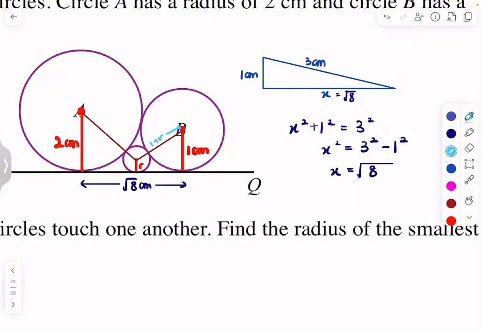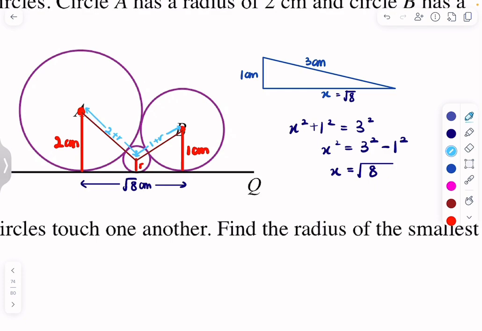From here to here. Same thing here. This is the radius of the big circle, 2 cm. This is the radius of the small circle, R cm. So the whole thing is 2 plus R. From here until here.